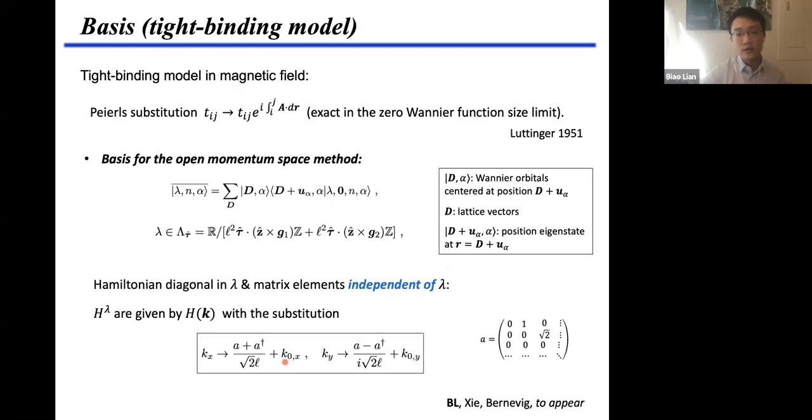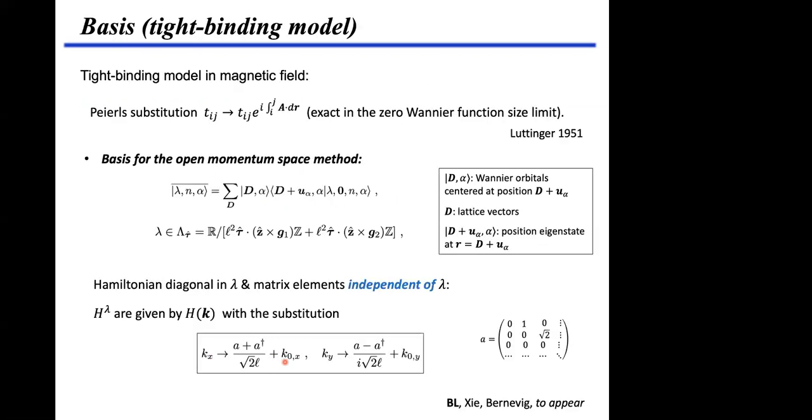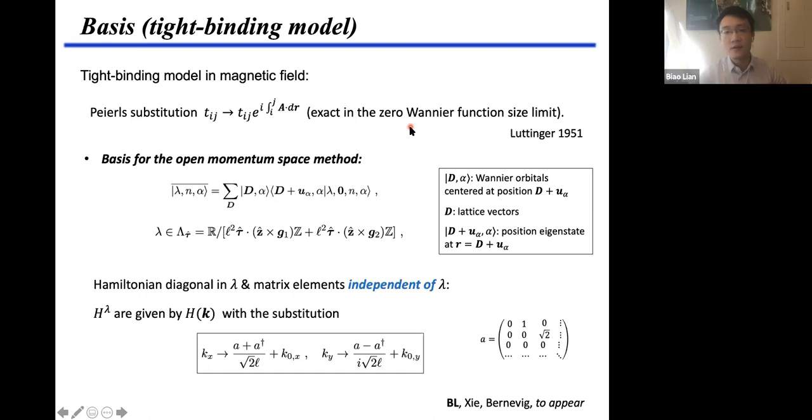Okay, hi, I have a comment. Yeah, sure. So there's been follow-up work since Luttinger's work, and this Peierls substitution has been proven beyond this restrictive assumption. Yeah, that's just a comment. I see. Okay, thanks a lot. Yeah, just another comment is that our proof here is independent of the Wannier function size. So it's pretty general.